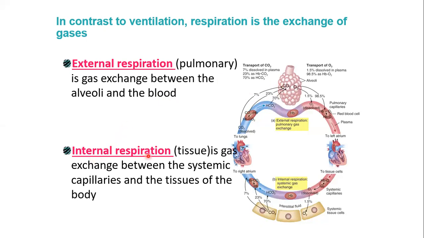While in internal respiration, at the tissue level, it's gas exchange between systemic capillaries and the tissues of the body. The systemic capillaries will give oxygen to the tissue cells and will take away carbon dioxide to rid the cells of waste products.